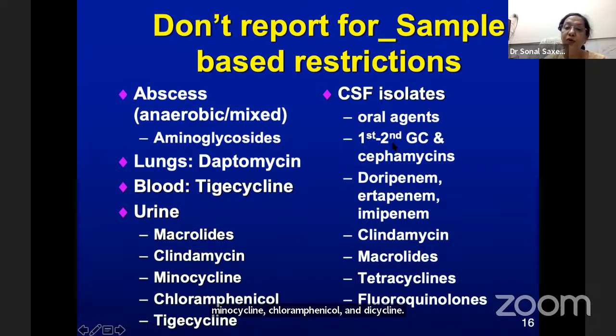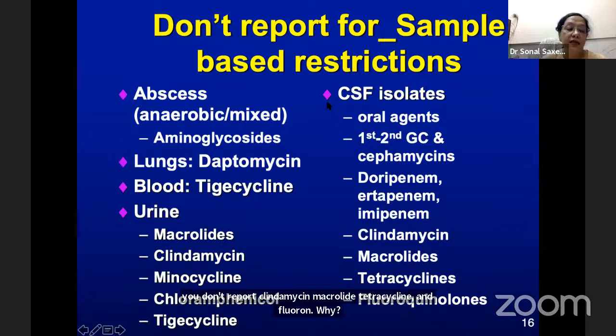Oral agents, you don't report first and second generation cephalosporins and cefamycins. You don't report doripenem, ertapenem, meropenem. The only carbapenem you report here is meropenem. And you don't report clindamycin, macrolide, tetracycline, and fluoroquinolone. Why? Okay, so we do have certain answers.